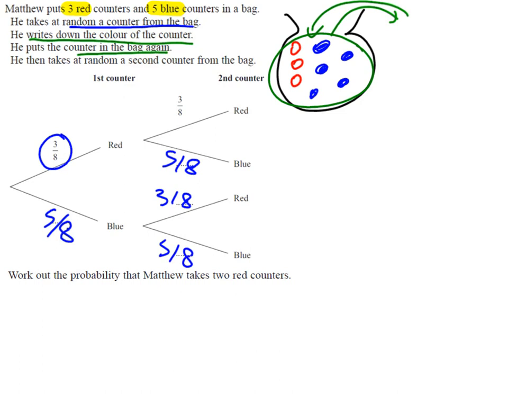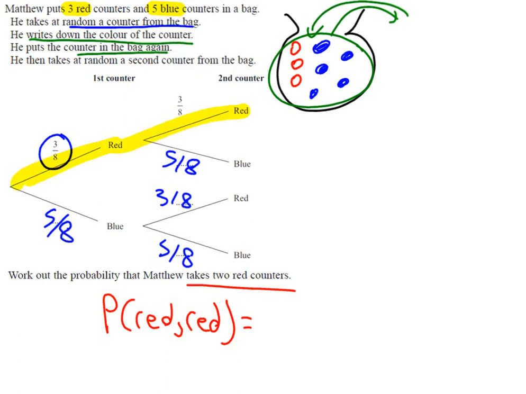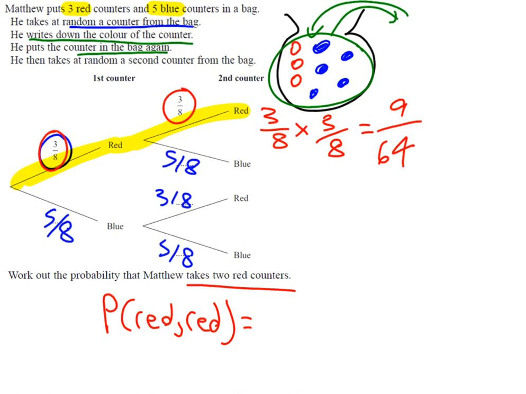Work out the probability that Matthew takes 2 red counters. Probability red and red. So let's look at the route that we want to focus on. The route is up to red and up to red again. So it's going to be 3 over 8 times 3 over 8. And that's only one situation. It's not an or, so it's a bit of a boring one. 9 over 64.